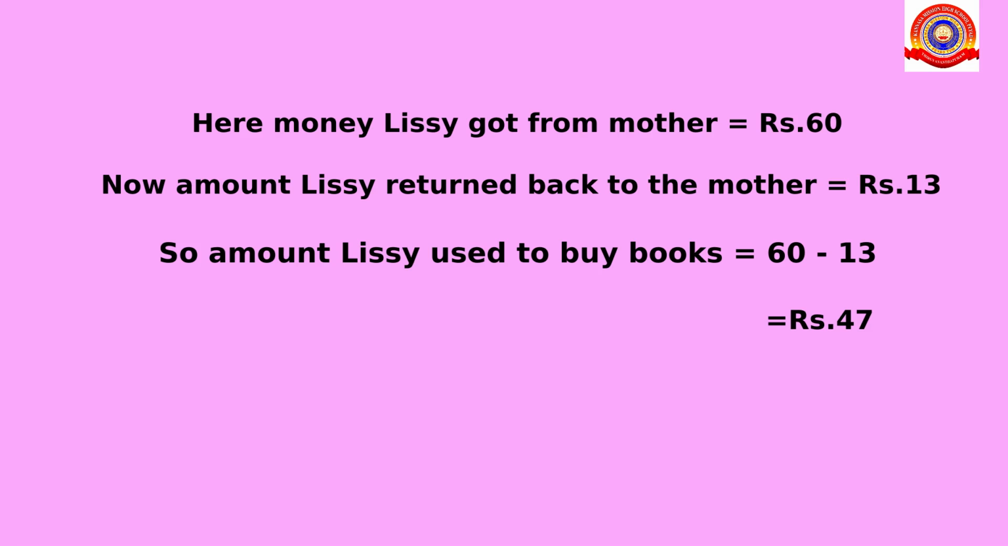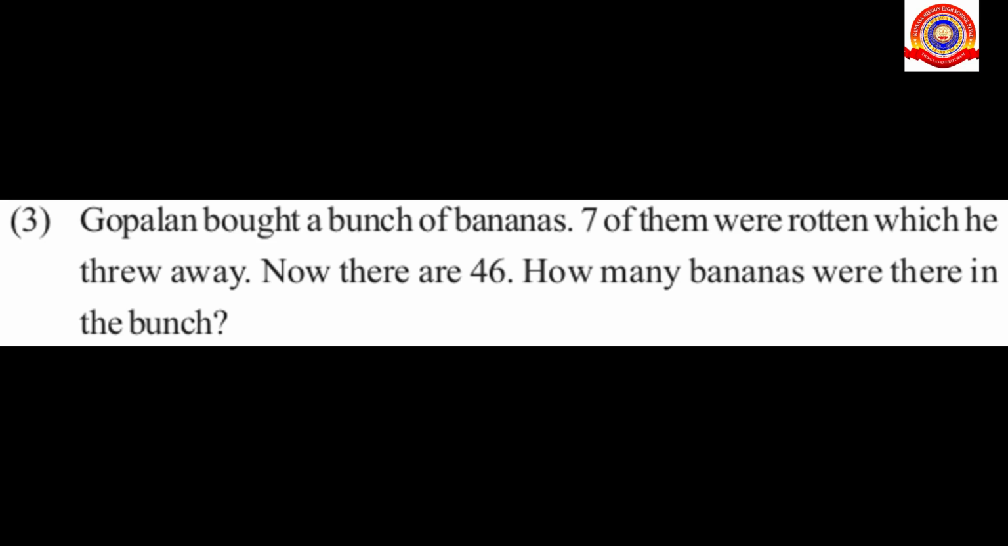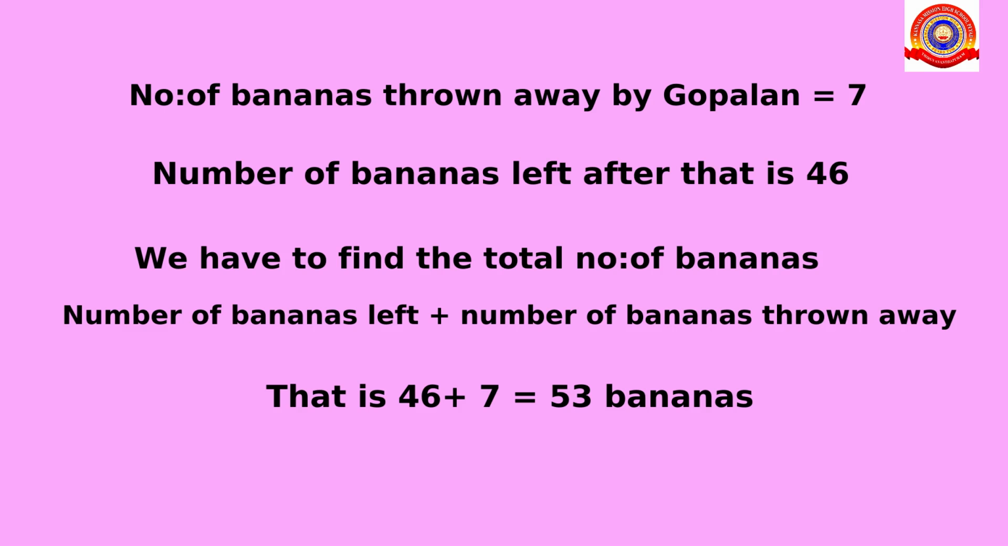Okay. Let's do the third question. Gopalan is equal to 7. Number of bananas left after that is 46. We have to find the total number of bananas. That is, number of bananas left plus number of bananas thrown away. That is 46 plus 7, which is equal to 53 bananas.